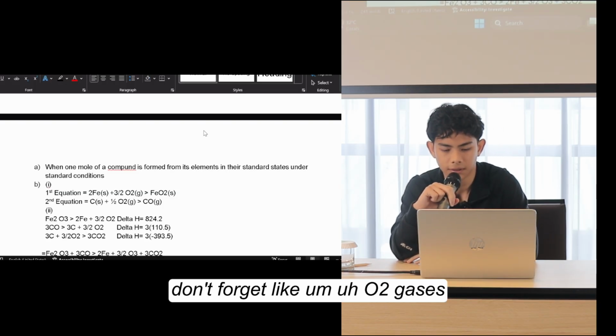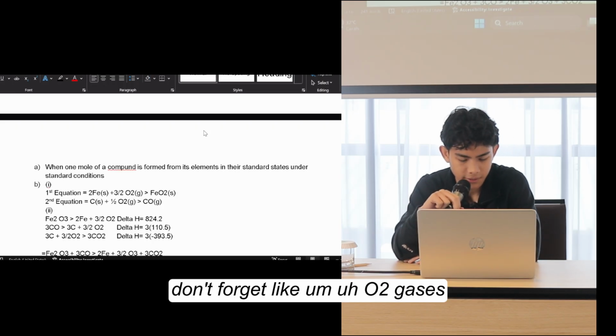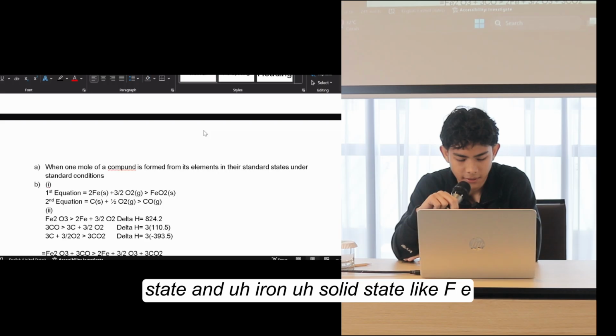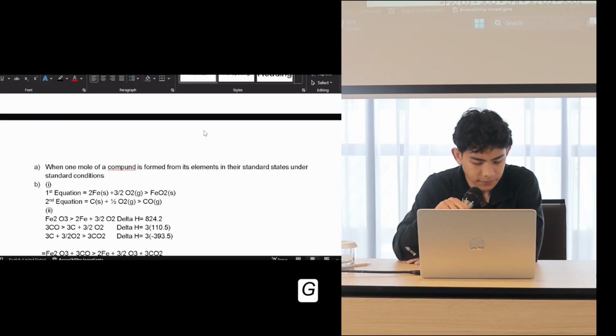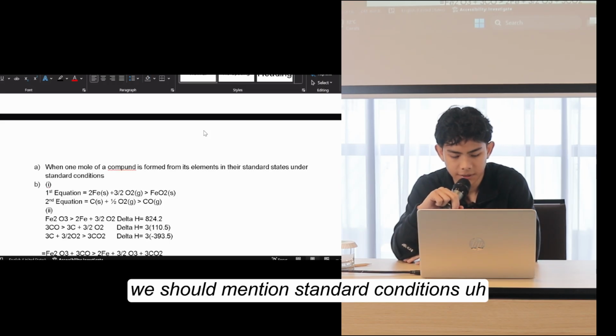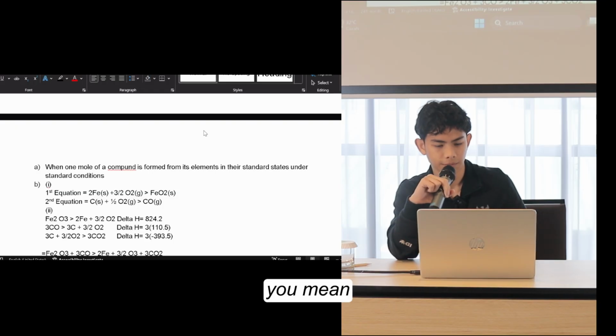Don't forget, like O2 in the gaseous state and iron in the solid state, like Fe(s), O2(g), and we should mention standard conditions, which clarifies which enthalpy you mean.